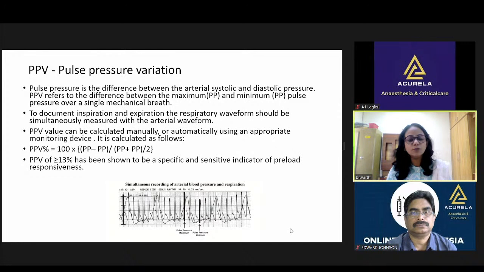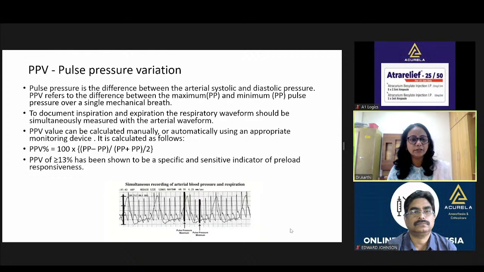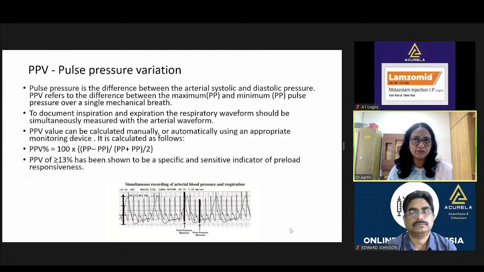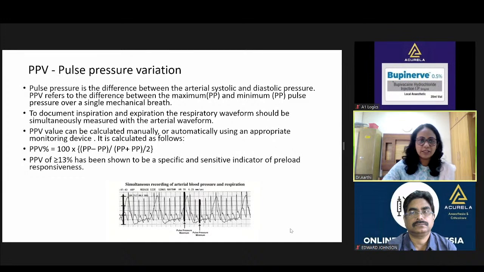So almost all advanced monitors have automatic devices to calculate the pulse pressure variation. Pulse pressure variations of more than 13% have been shown to be a specific and sensitive indicator for preload responsiveness. It's almost 90% specific and sensitive with respect to preload responsiveness. So what do we normally see?